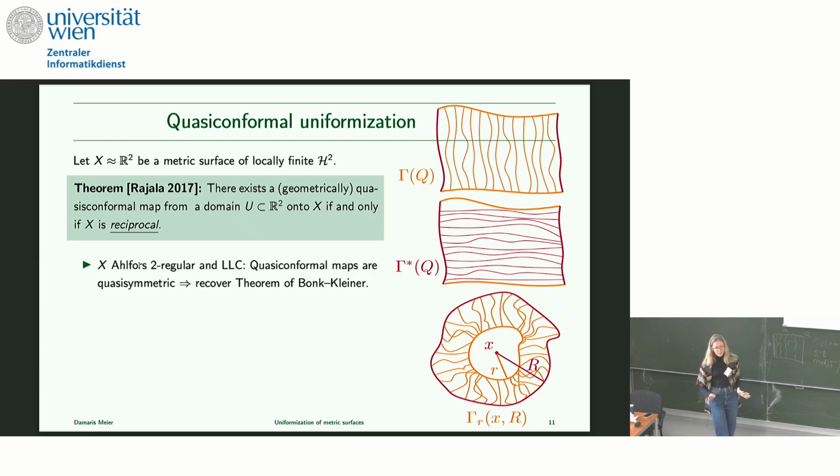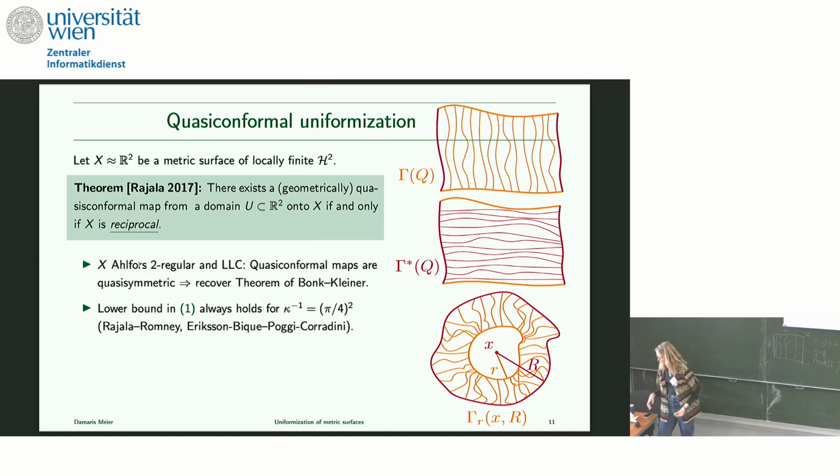This is not for free, because I said before quasisymmetry is a condition that holds for all balls, and quasiconformality is a condition holding only for the infinitesimal balls. So we need additional assumptions so that quasiconformality upgrades to quasisymmetry. And yes, we therefore recover the theorem of Bonk and Kleiner. So that's the first comment.